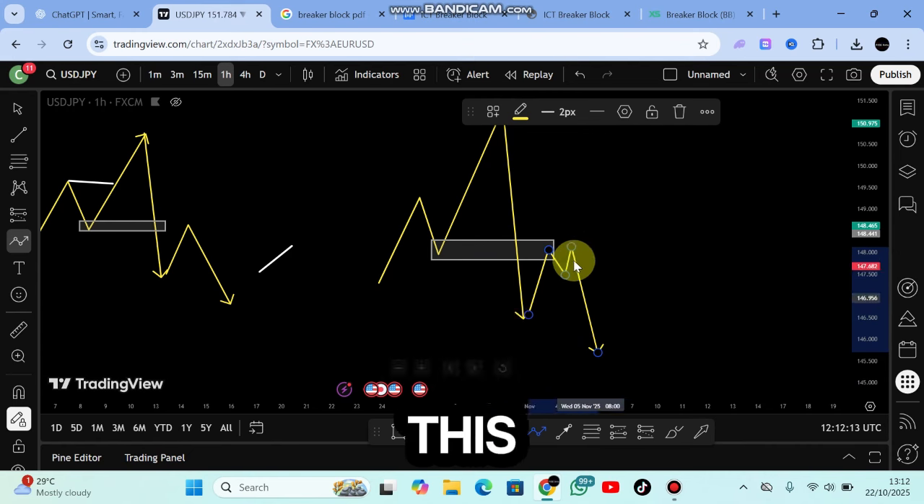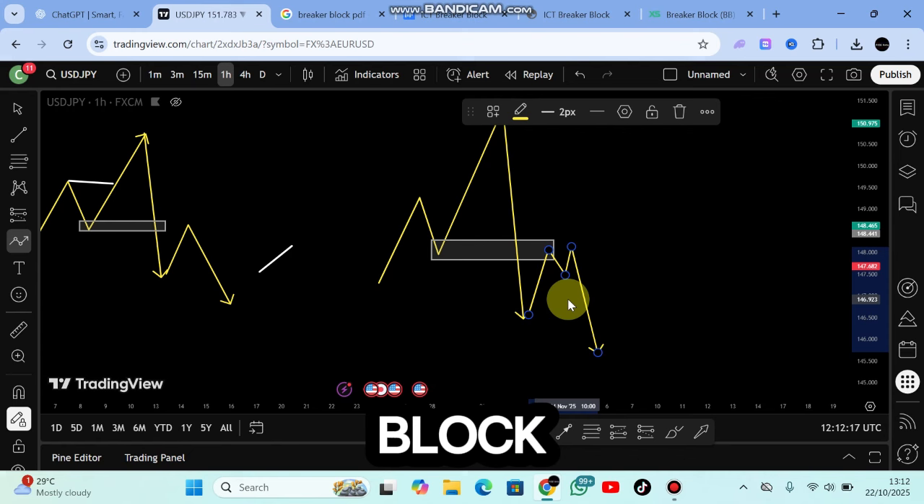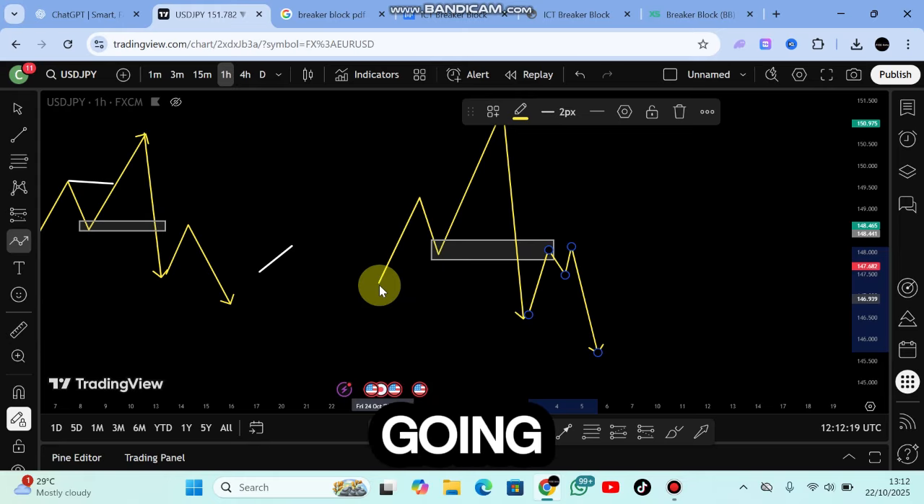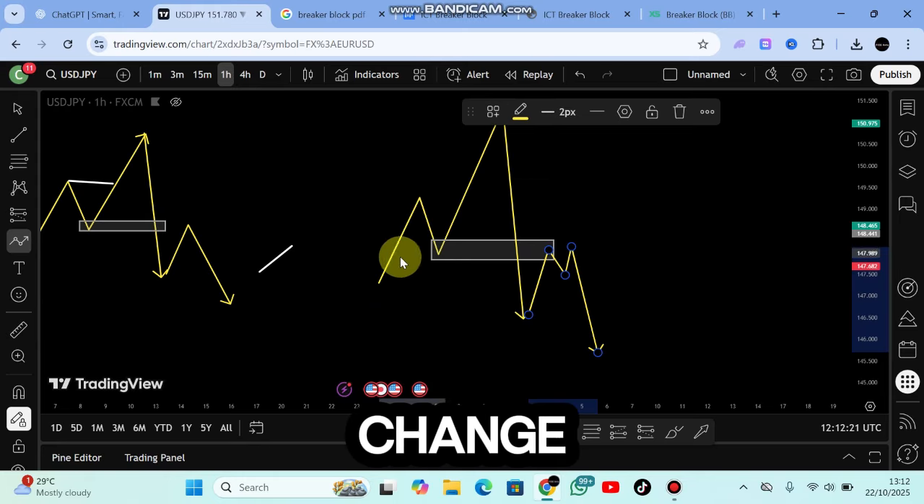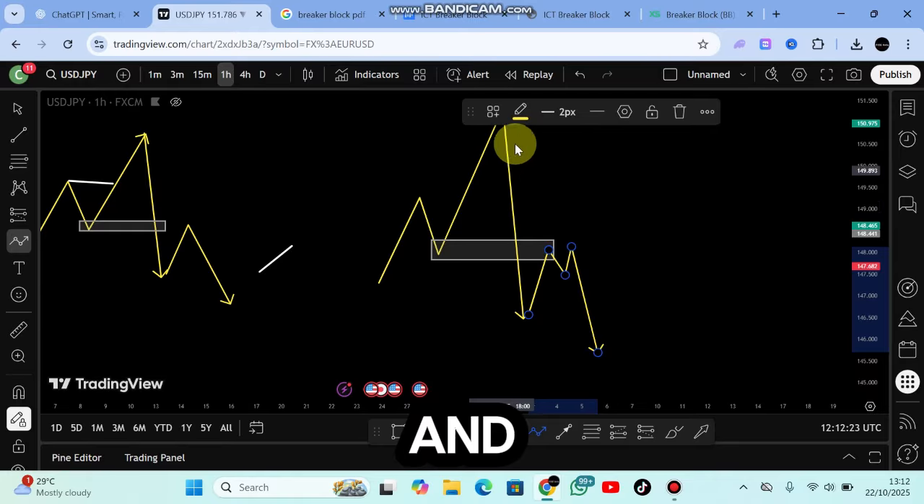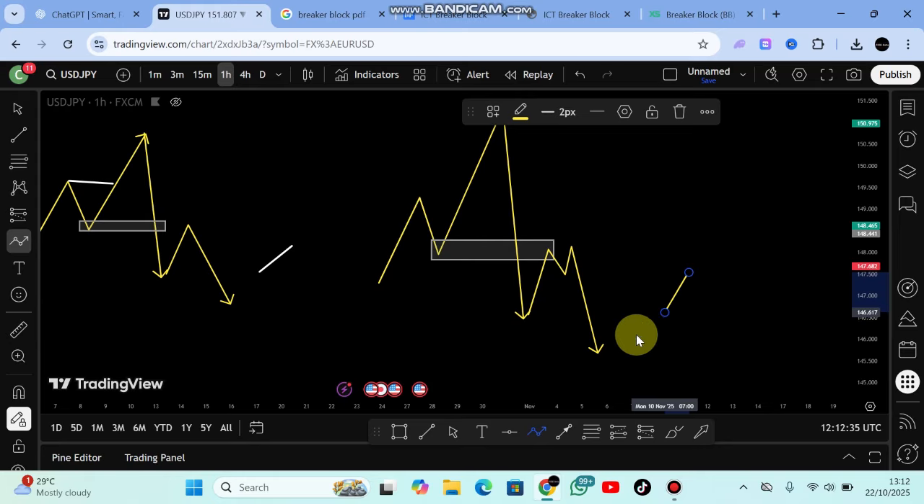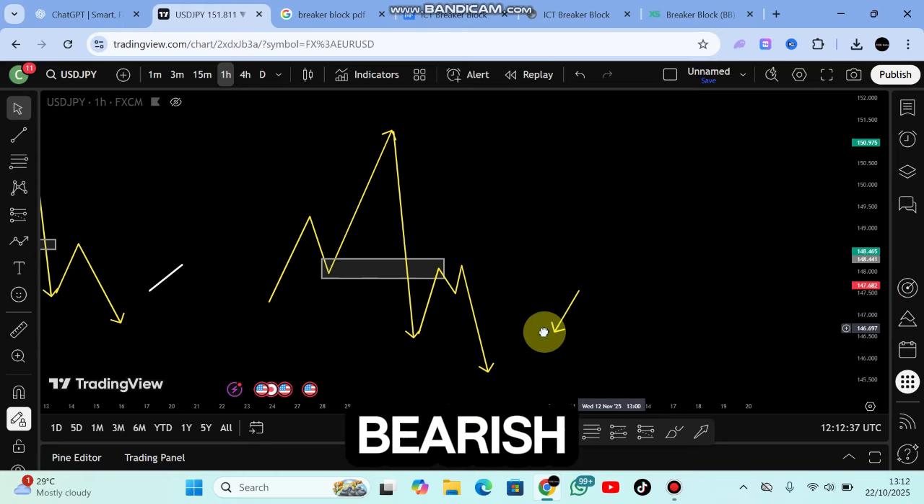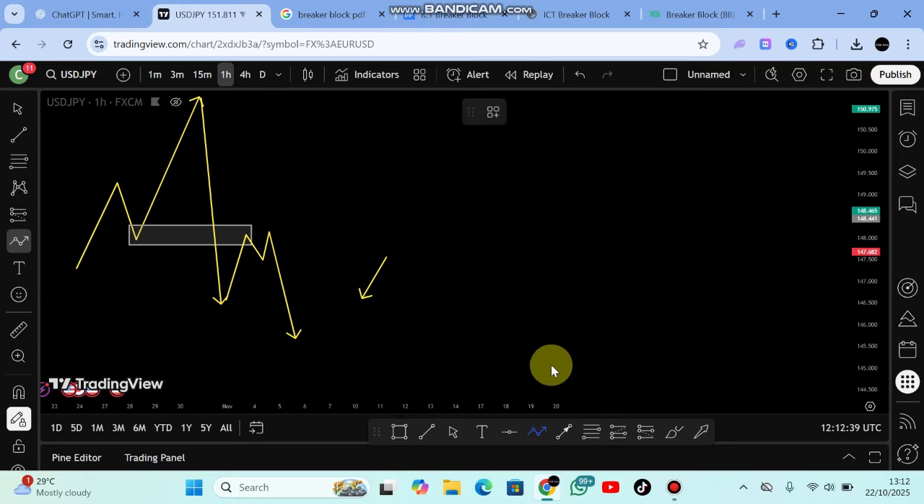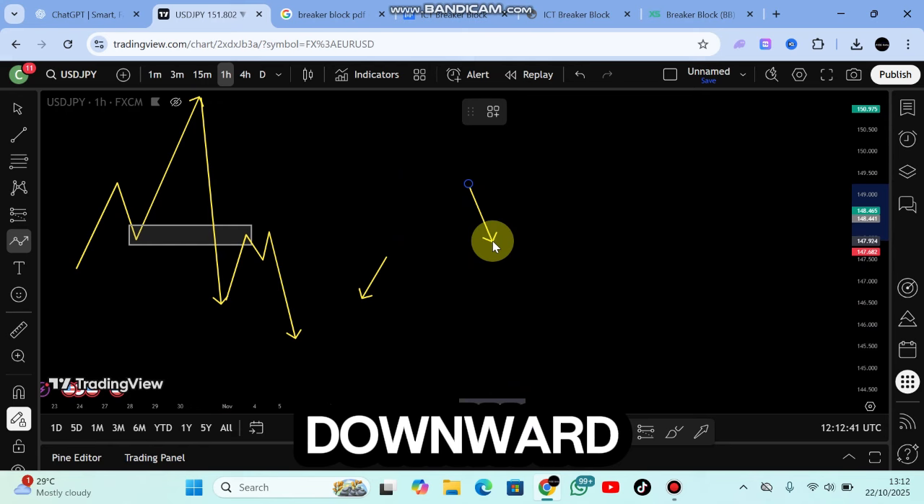So this right here is a bearish breaker block, because the price was going towards the upside, then there was a change of character, and the order block did not hold. So price came back, retested it, and changed direction to the downside. So this is what a bearish breaker block is. For a bullish breaker block, it will look something like this, with the price coming downward.